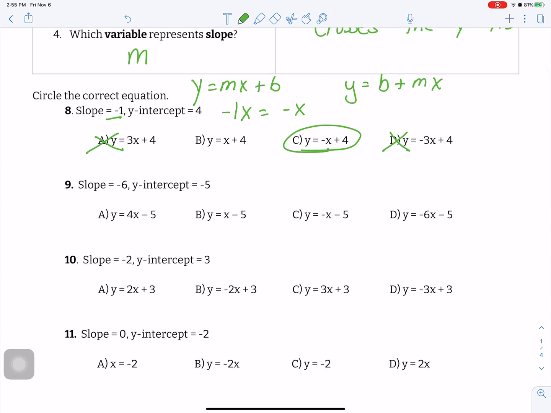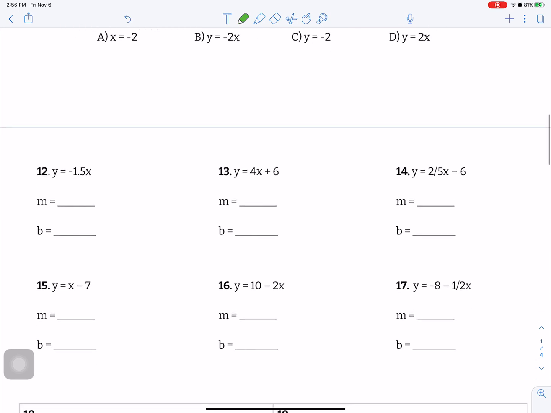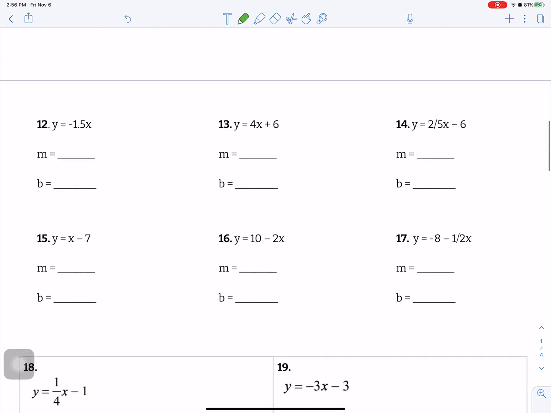Number 9, when I'm looking for that slope of -6, I can just look at whatever's in front of the x, and the only one that has that is D. You're going to try the other 2, and then go ahead and check the answers with the answer key at the end. The next one's 12 through 17.